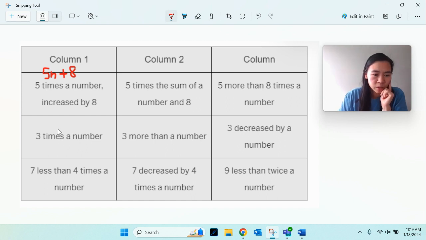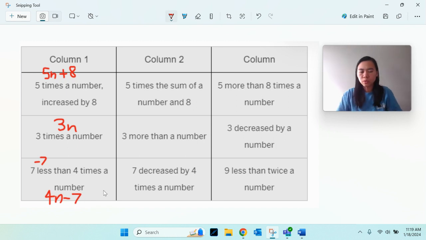3 times the number. I got 3n. 7 less than. Okay, 7 less than is minus 7. 4 times the number, and then you're minus 7. You'll notice for things like less than and more than, the order switches in your sentence. We're going to start with 4 times the number and then take away that 7. Okay, don't start with 7 minus. We're not taking something away from 7. We're taking 7 away. 7 less than is 7 away. So subtract 7.